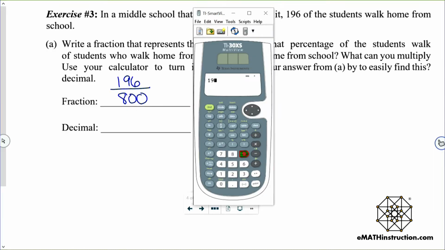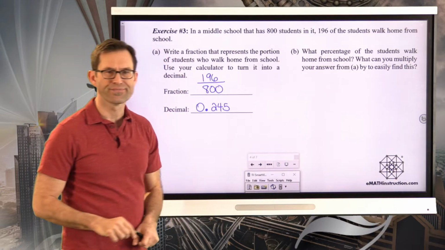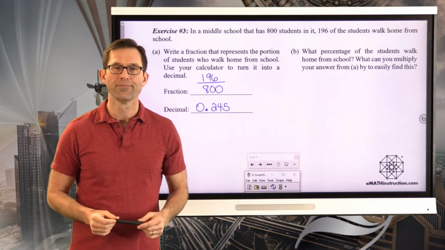Let's see, if I have 196 divided by 800, it's not actually true, I wouldn't do that on a Saturday morning. But I get 0.245, right? That's the decimal that fraction represents. Now let's take a look at letter B.